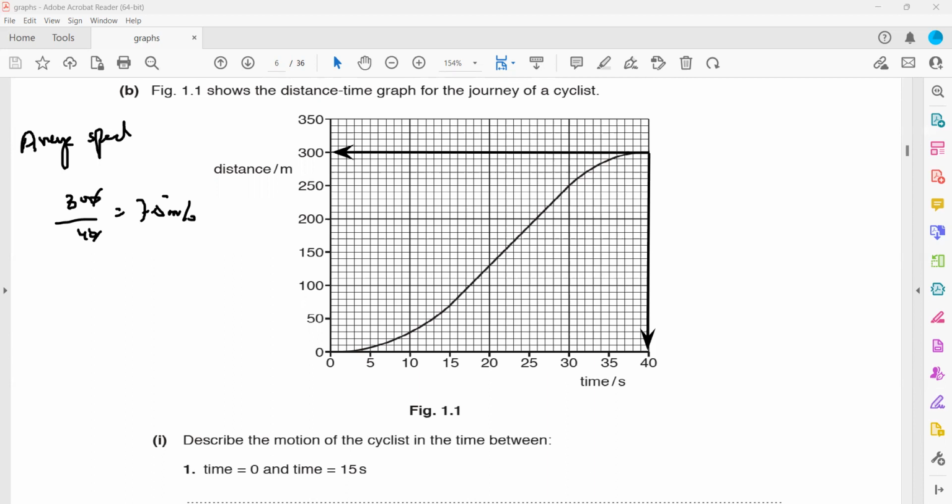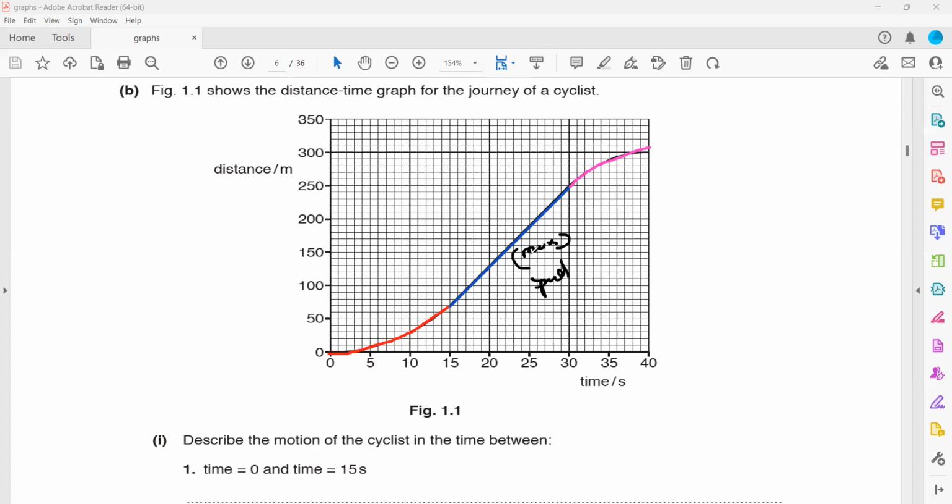But if they ask for actual speed, like the maximum speed, the next part is calculate the maximum speed. So how can we work out the maximum speed? First, we have to identify which region will have the maximum speed. From 0 to 15 seconds, the speed was increasing. Then 15 to 30 seconds, the speed was constant. And from 30 seconds to 40 seconds, the speed was decreasing. So which part will have the maximum speed? This part will have the maximum speed.